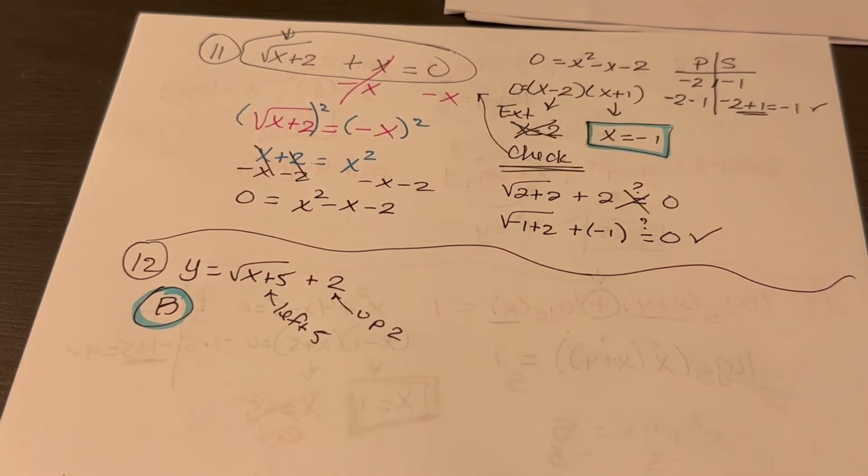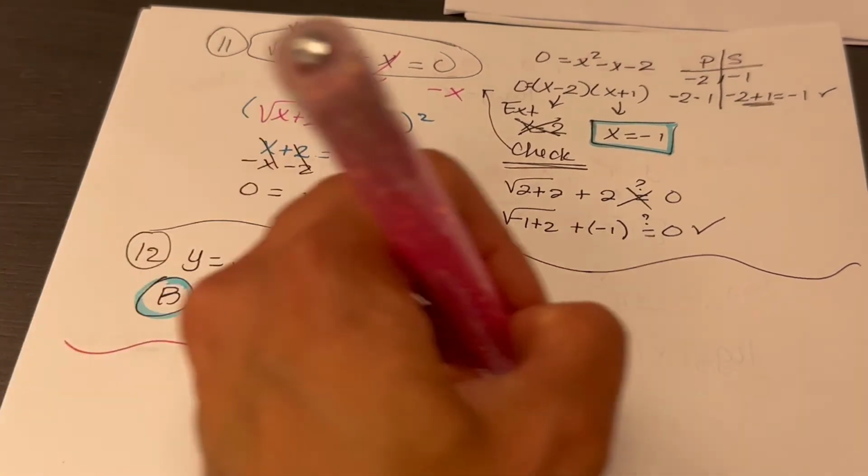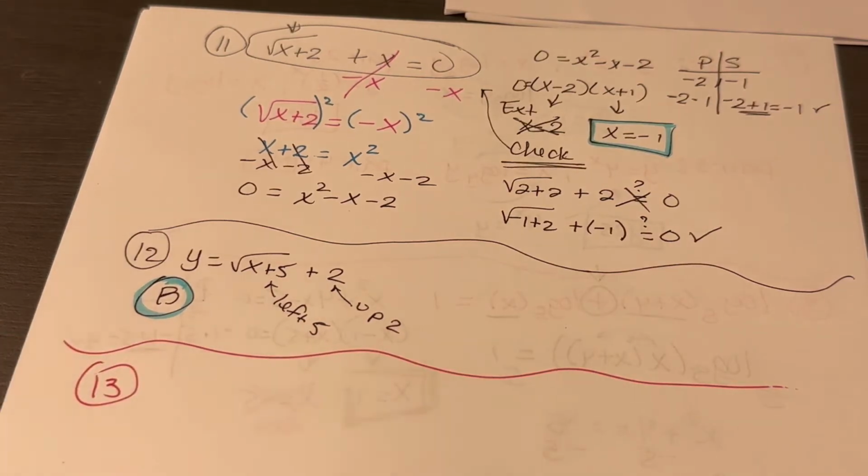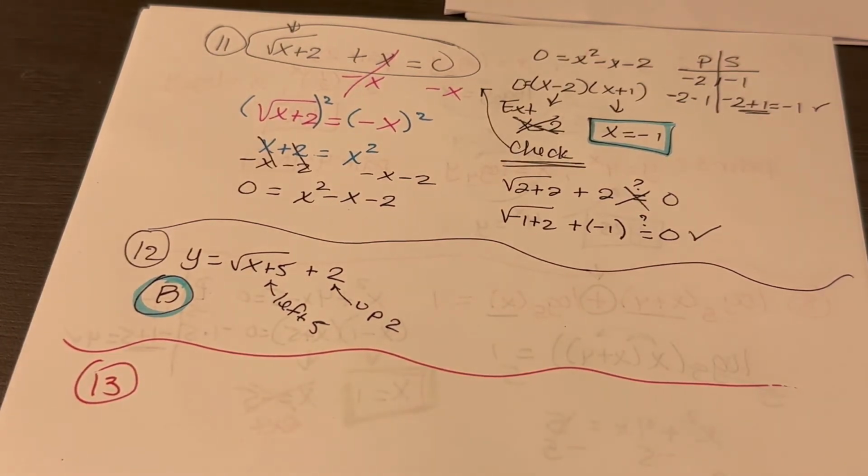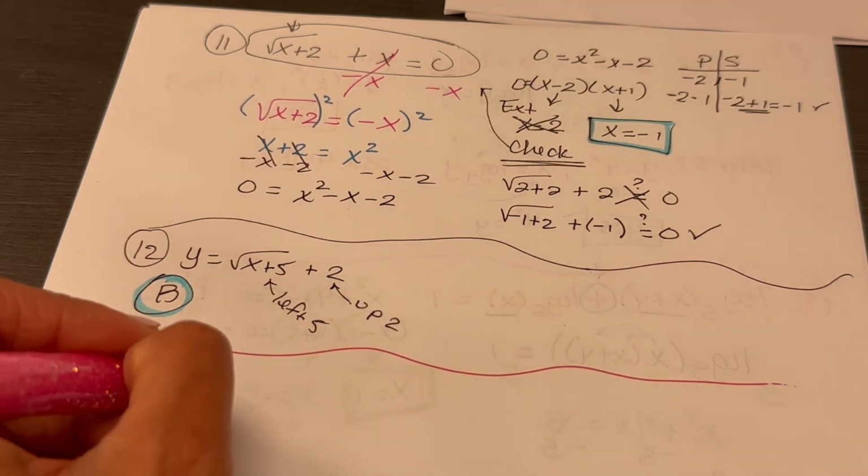Okay, that's number 12. Number 13. Which of the following cube root functions is not one-to-one?